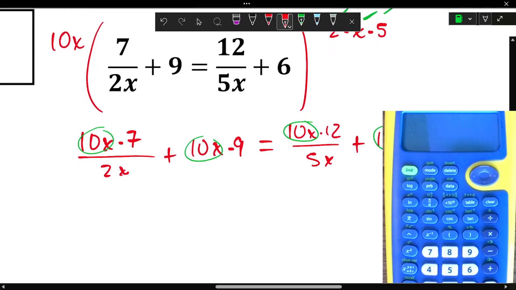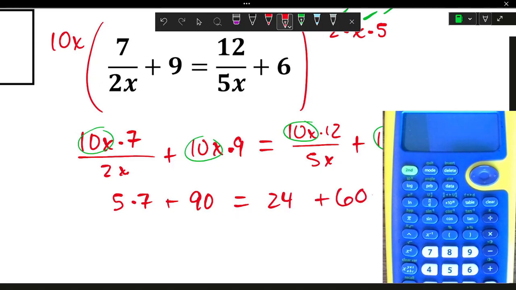10x divided by 2x is 5. This becomes 5 times 7 plus 10x times 9. Don't forget those are factors. On the other side, 10x divided by 5x is going to become 2. This is 2 times 12, or let me just write 24. You're going to make a mistake right there, Rob, maybe. And then plus 10x times 6, which is 60x. So I've got 35. There's no x there. However, 10 times 9 is 90x.